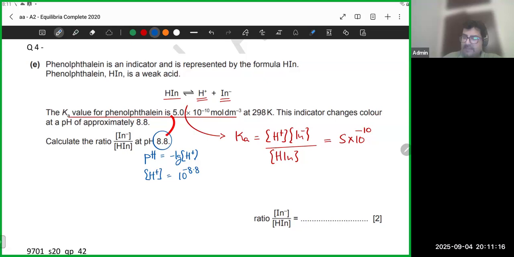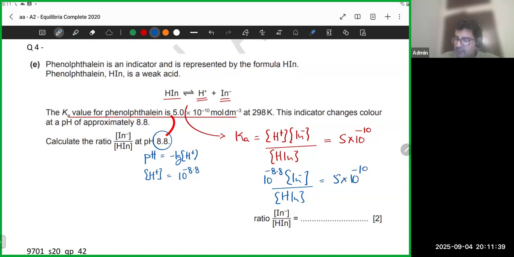Now, the next thing is, in this expression over here, I know that H+1 is 10 power -8.8 because they told us that the pH is 8.8. So it's the ion -1 concentration divided by HIN is equal to 5 times 10 power -10, right?